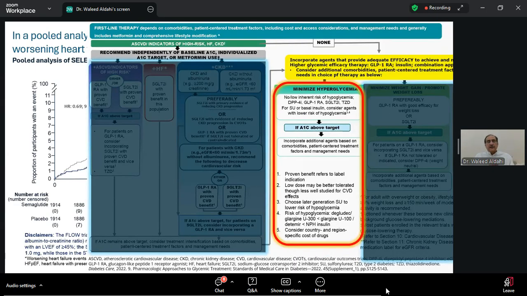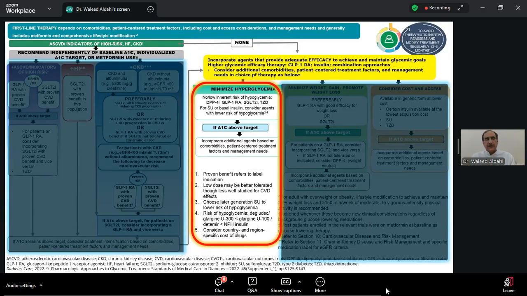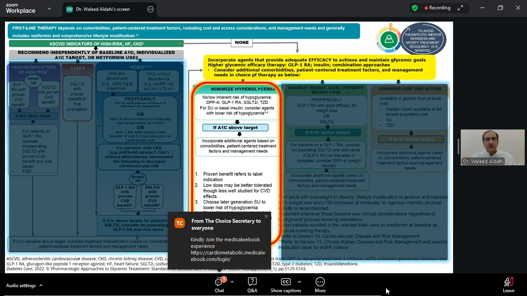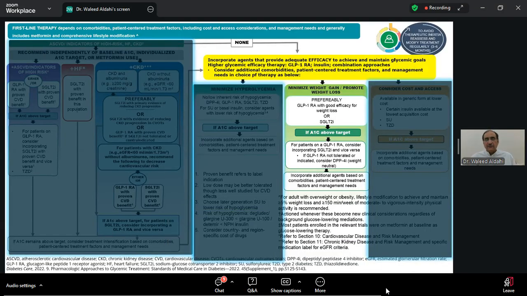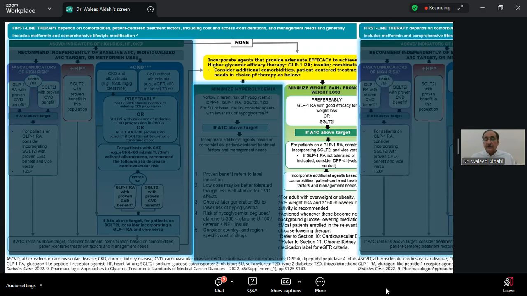But also the guideline kept giving you other options. When you want to minimize hyperglycemia, you still can use a DPP-4 inhibitor, SGLT2, TZDs, or sulfonylureas. Again, if you want to look for weight, and for patients who don't have cardiovascular disease or CKD, you can still prefer to use GLP-1 or SGLT2 inhibitor, and later you can use the other ones.